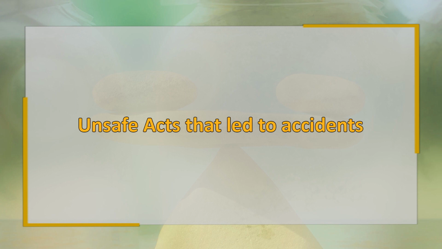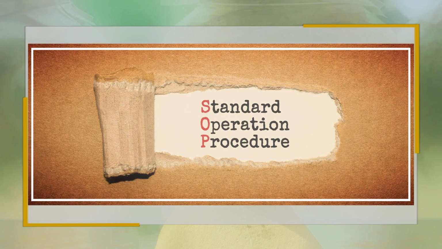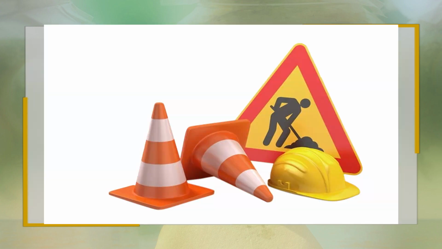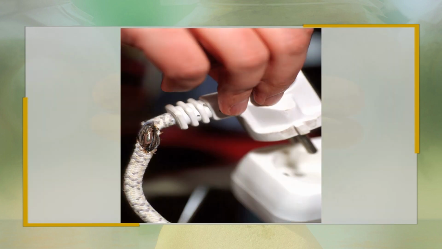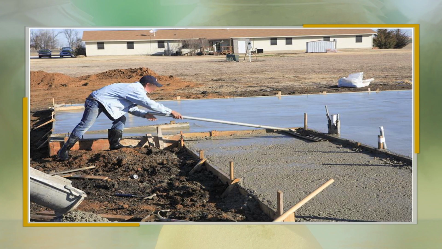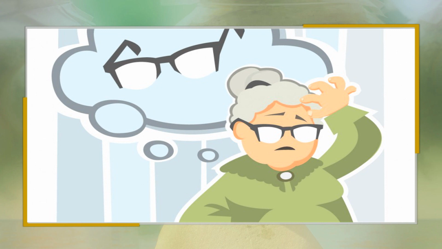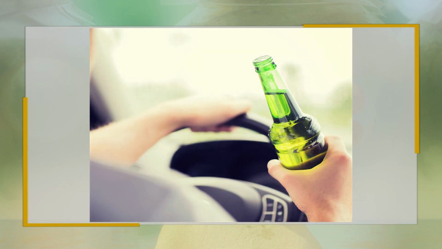Unsafe acts that lead to accidents. Some of the unsafe acts that lead to accidents can be summed up as under: operating equipment without authority, disregard of SOP or instructions, removing safety devices, using defective equipment, using improper PPEs or using PPEs improperly, working in an unsafe posture, absent-mindedness, nervousness, willful intent to injure, working while under the influence of alcohol or drugs, improper lifting and carrying, lack of knowledge or skills.